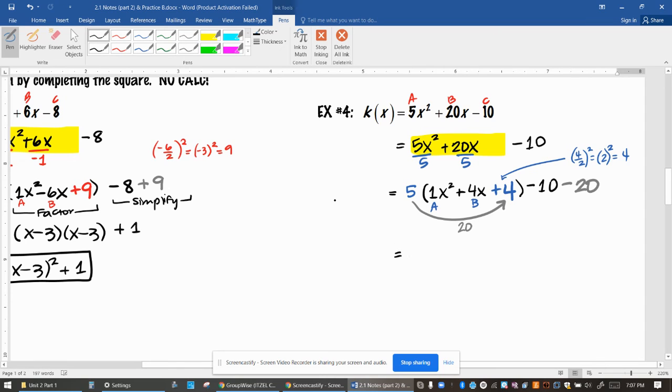All right, what do we do next? Bring down the 5. Factor your quadratic trinomial. It will always factor into two of the same binomials. How come that'll always happen? Because we forced it to. By taking half of b and squaring it, we changed it into a factorable trinomial that will always give you two of the same binomials.